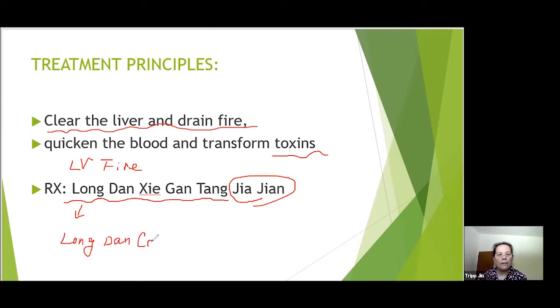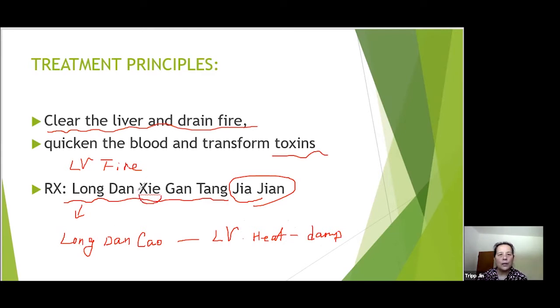Long Dan Cao is a herb pretty good for clearing heat and even removing some dampness from the liver, for liver heat and dampness conditions. So that's the king herb in 龙胆泻肝汤.